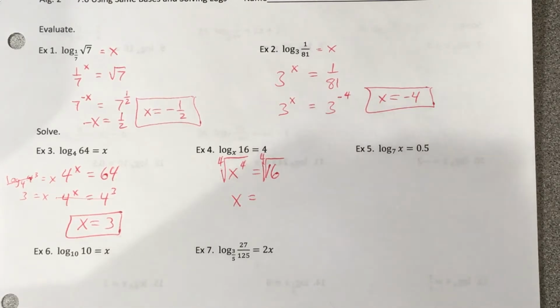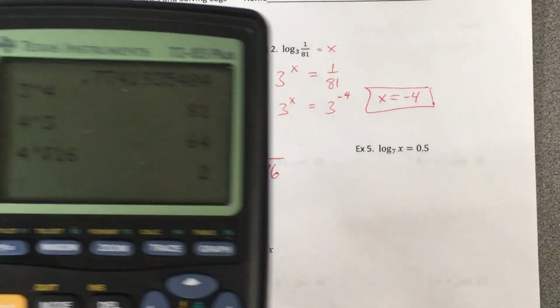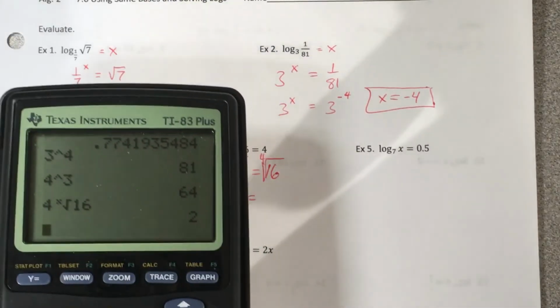of 16. Sorry, I'm finding the button on my calculator. Is 2. 4th root of 16 is 2. So we're going to get 2.